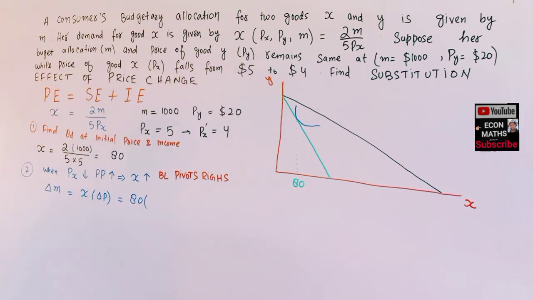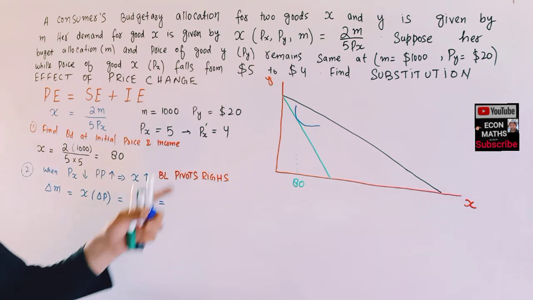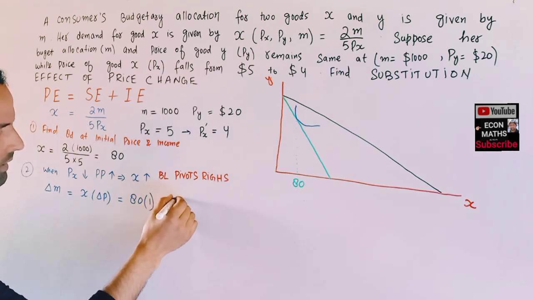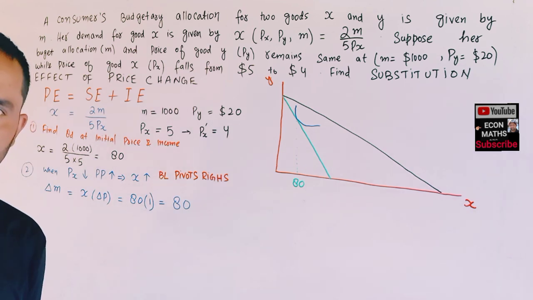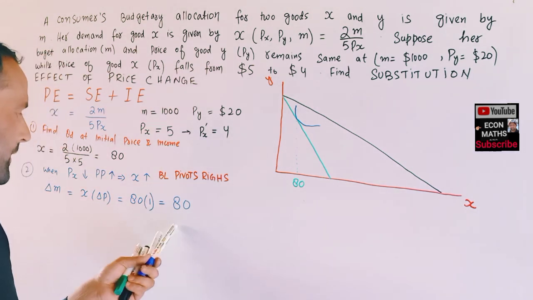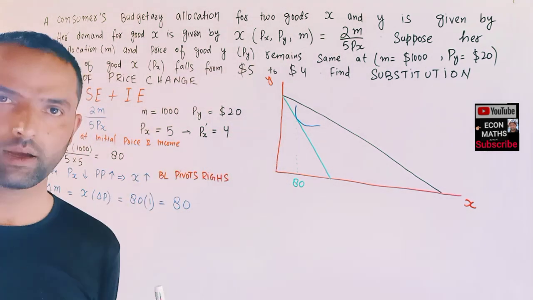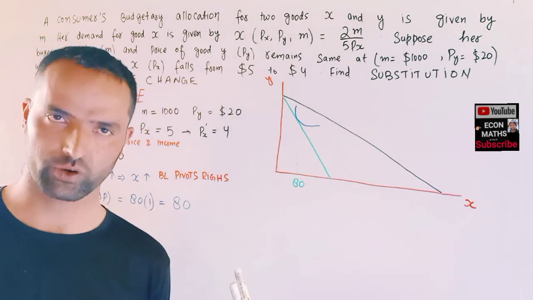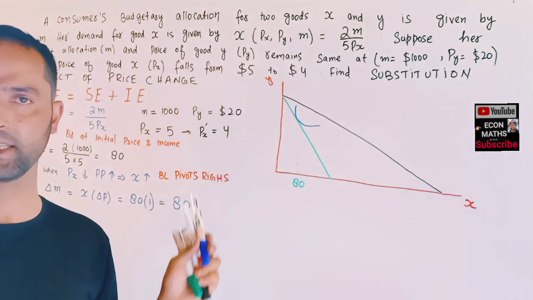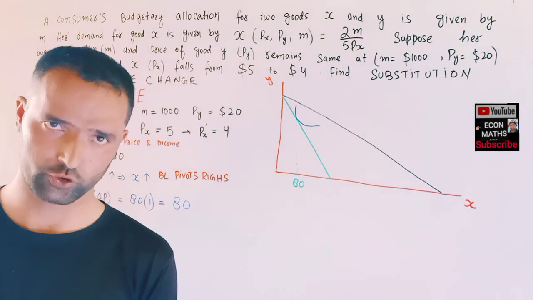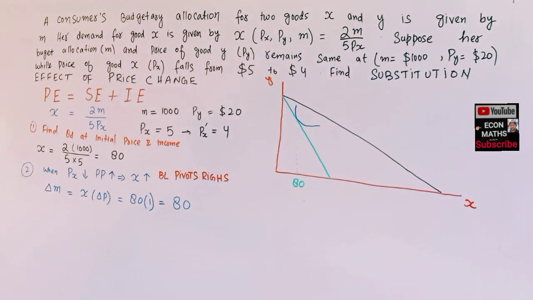So it has changed by 1, from 5 to 4. That means it will come out to be 80. It means that we need to take $80 from the consumer so that his real income remains constant and his initial bundle is just affordable. That means he is as good as he was before the price change. So we need to take away $80 from this consumer. Fine, enough up to this.